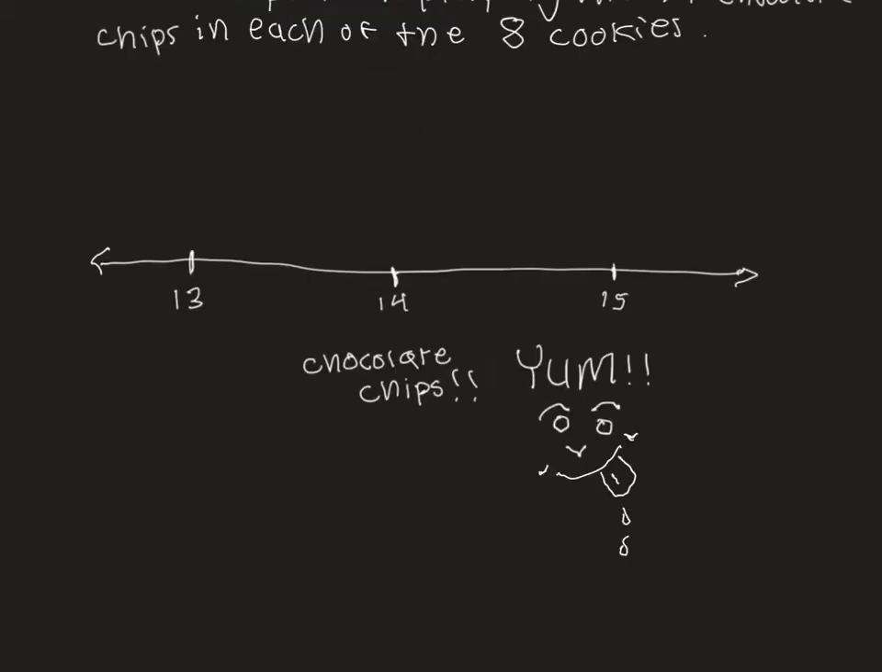So there we go. There's my line, 13, 14, and 15. Now I know you're like, where'd you get the 13 and 15 from? I just put it in there so the 14 wouldn't be alone. So how many cookies have 14 chocolate chips? 8. And there you have it. You have your dot plot.